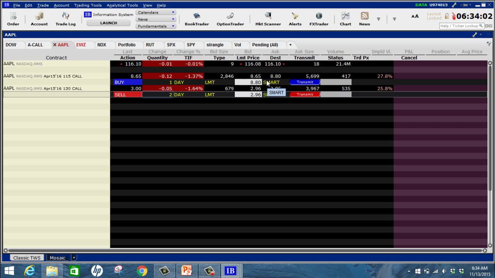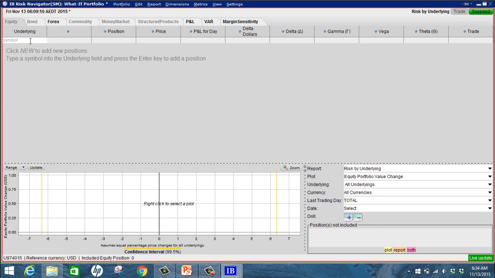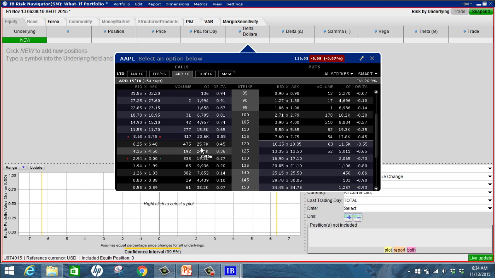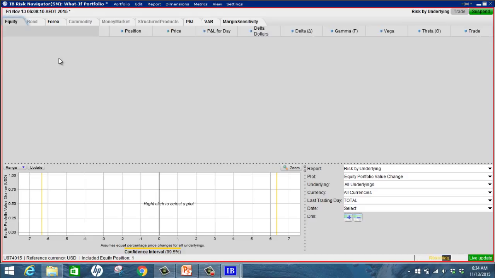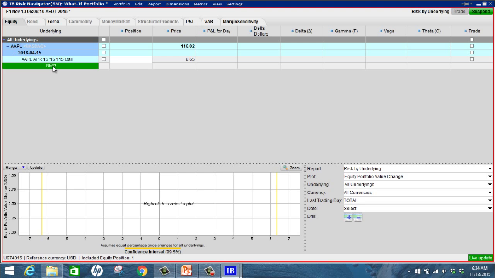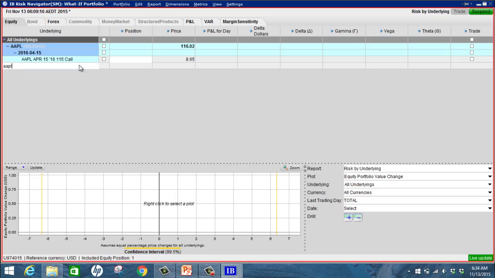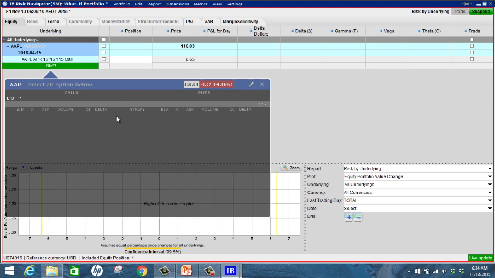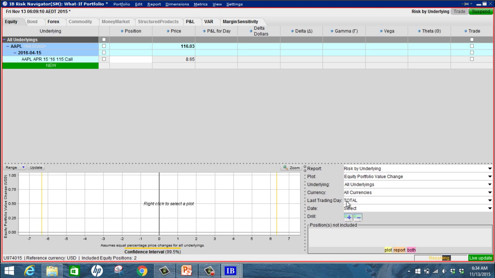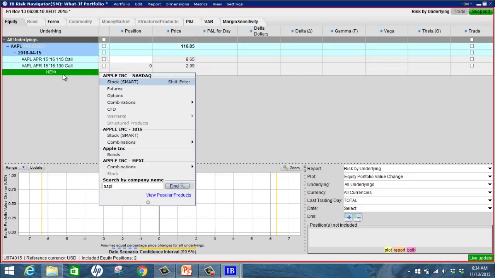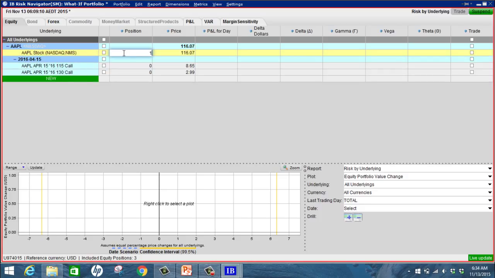So it's going to cost us a bit under 900, and we're going to bring in about 600. So let's take a look at how that would look for us. So bring in the 130s as well. Alright, we want to be looking at April. So we need to add the stock as well. Let's say we had 100 shares of Apple.